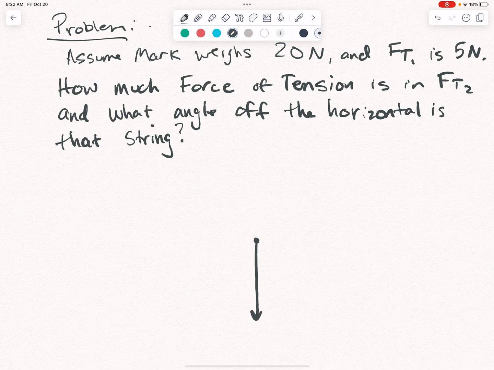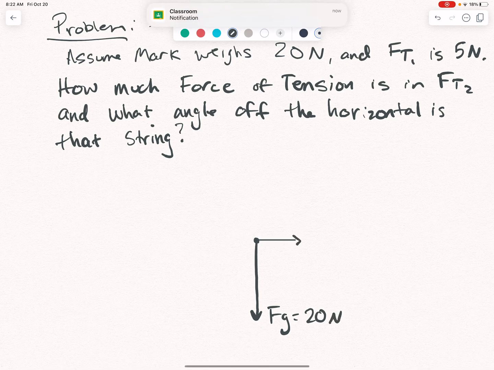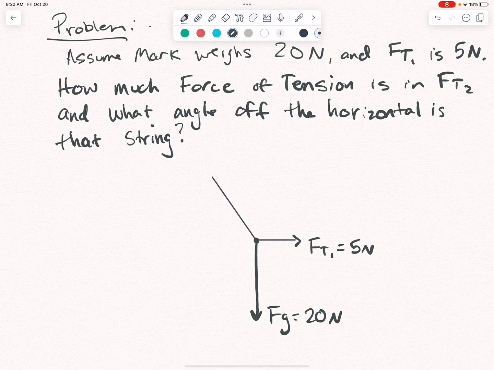So I'm going to redraw my force of gravity down, and since I actually know it, I'm going to label it as 20 newtons. I have this tension force 1 that's straight to the right of 5 newtons. And then I've got this diagonal force. Again, we're not really sure how much, but that's the whole point of what we're going to solve.